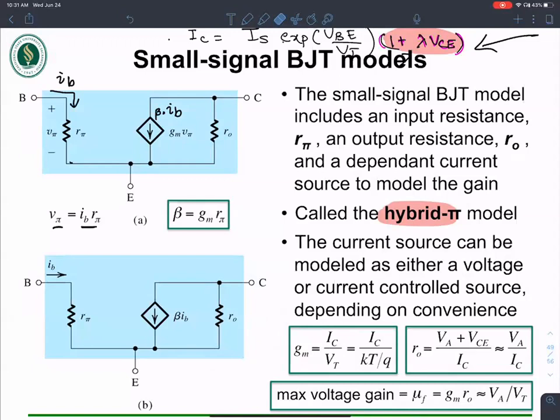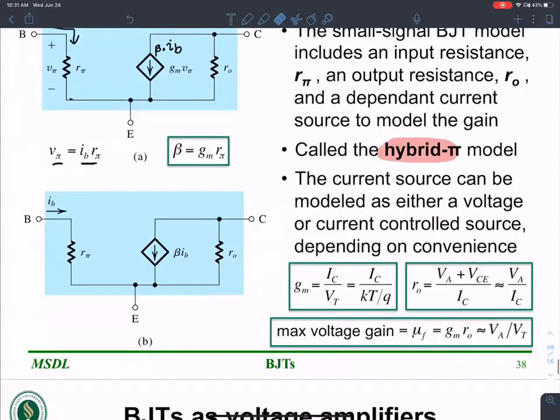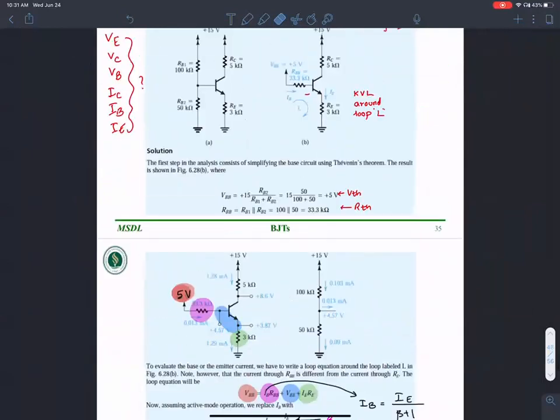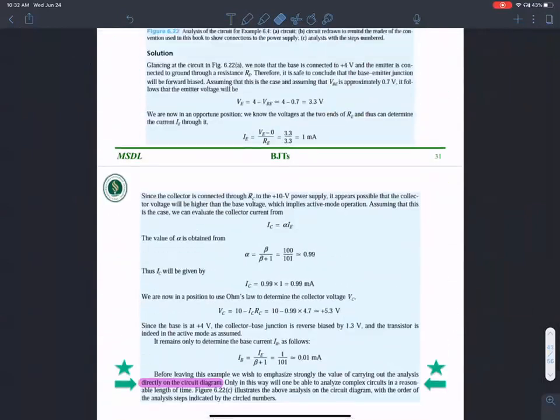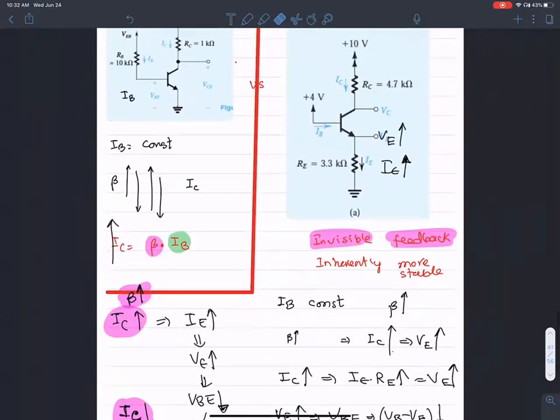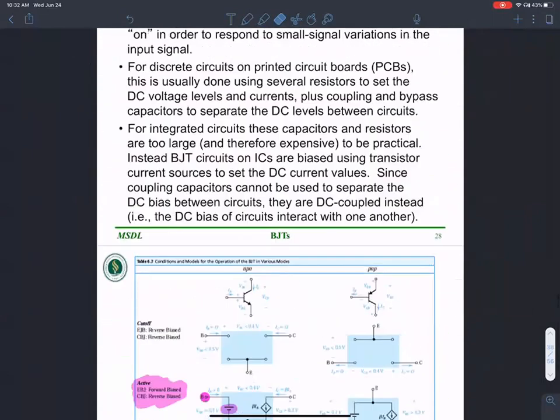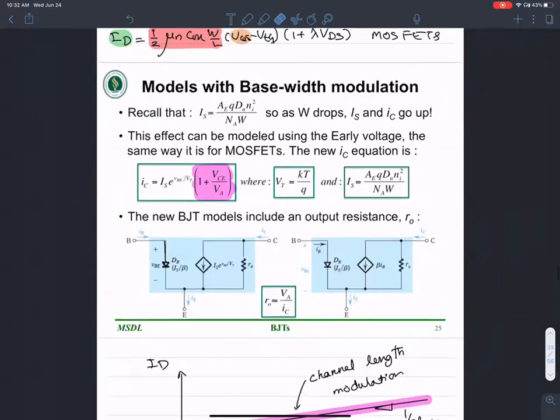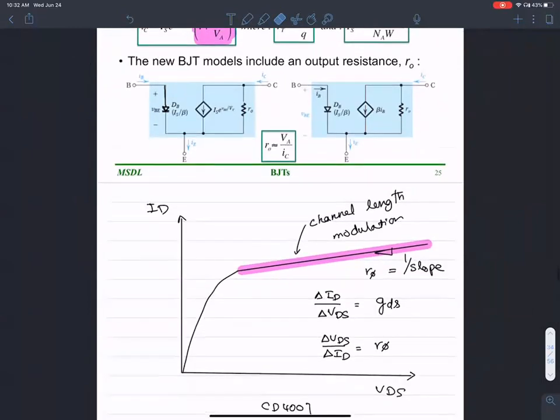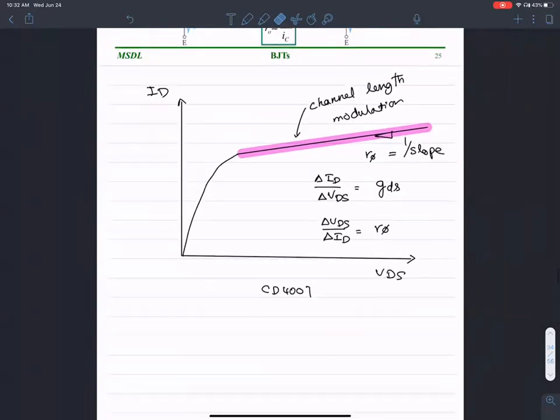We calculated this over and over again. r naught is 1 over lambda IC. Okay, 1 over lambda is VA. That's all something we discussed in the last class, didn't we? Let me go back and show you, maybe if I can recall the similarity between BJTs and MOSFETs. So here r naught is VA over IC. So this is something we are familiar with.